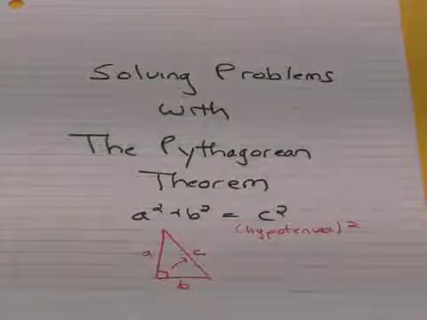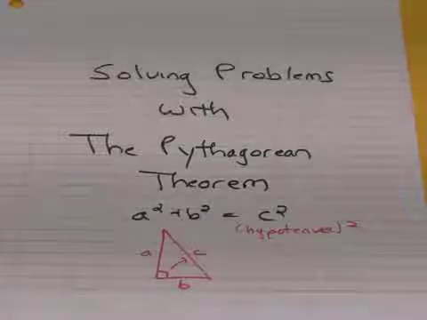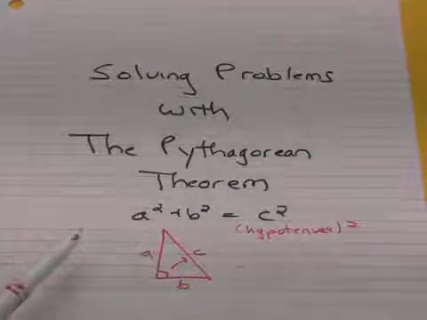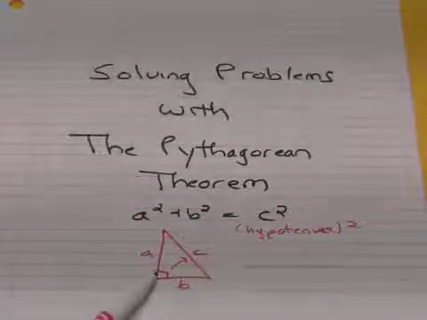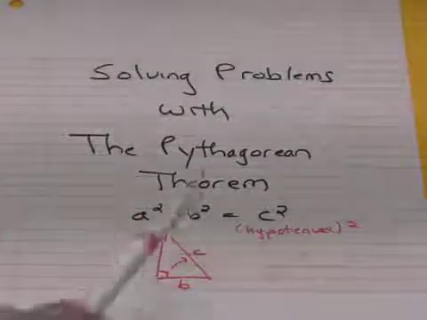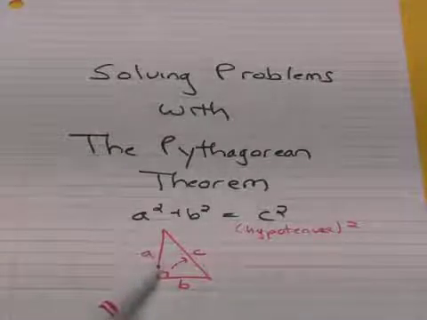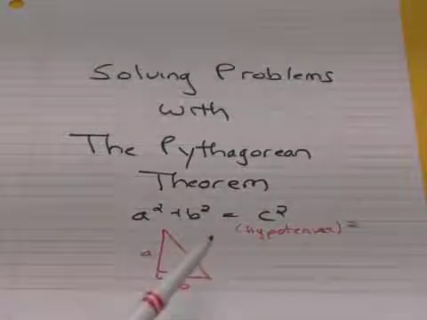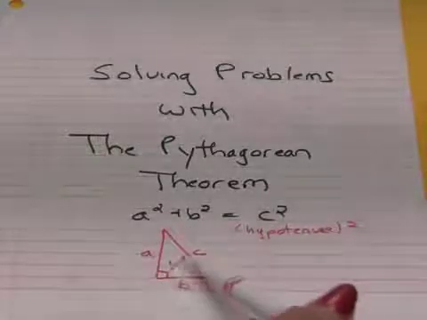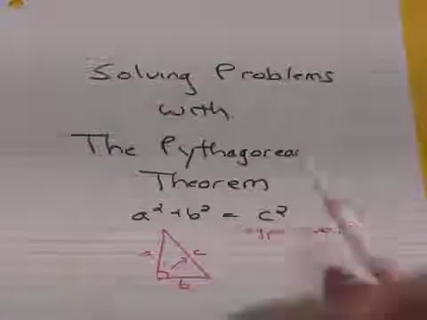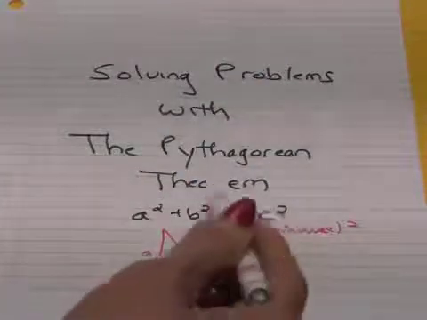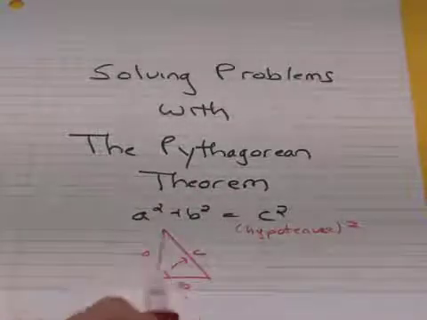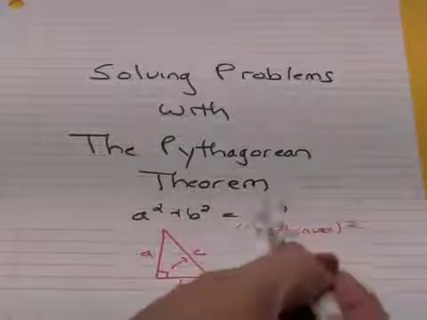Okay, this video is about solving problems with the Pythagorean theorem. You probably remember that the Pythagorean theorem tells us about the sides of a right triangle. Only right triangles, triangles with a 90-degree angle. We know that a squared plus b squared equals c squared, when c, the side opposite the 90-degree angle, is the hypotenuse. This equation only makes sense if a and b are the two perpendicular legs and c is the hypotenuse.